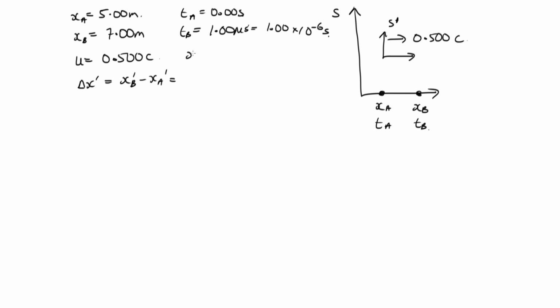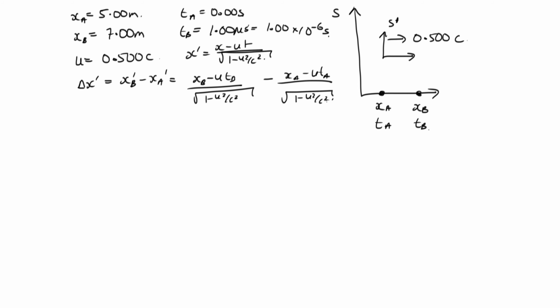Now, using our Lorentz transform, x prime is equal to x minus ut over the square root of 1 minus u squared on c squared. We can write this as xb minus utb over the square root of 1 minus u squared on c squared, minus xa minus uta over the square root of 1 minus u squared on c squared. Giving it a common denominator, we can write this as xb minus xa minus u times tb minus ta, over the square root of 1 minus u squared on c squared. And now we can substitute in.